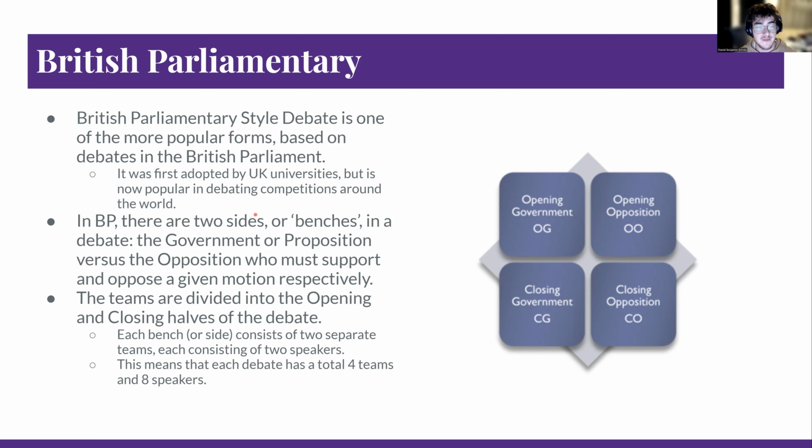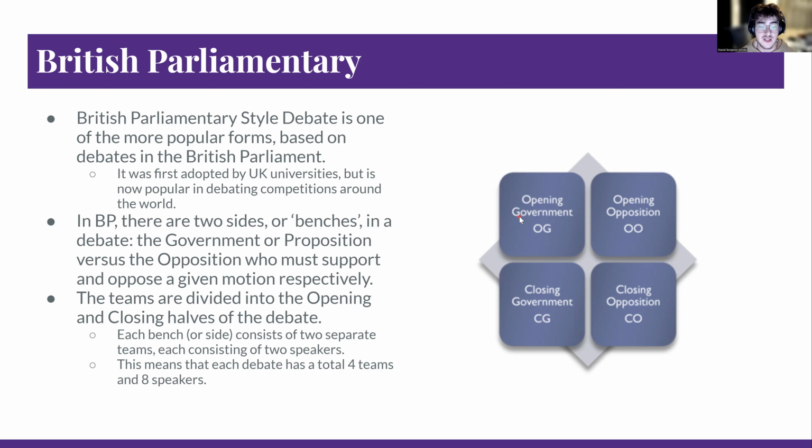In British parliamentary, there are two sides or benches in a debate, the government or proposition versus the opposition, who must support and oppose a given motion respectively. The teams are divided into opening and closing halves of the debate. Each bench or side consists of two separate teams, and each of these teams consists of two speakers. This means that each debate has a total of 4 teams and 8 speakers.